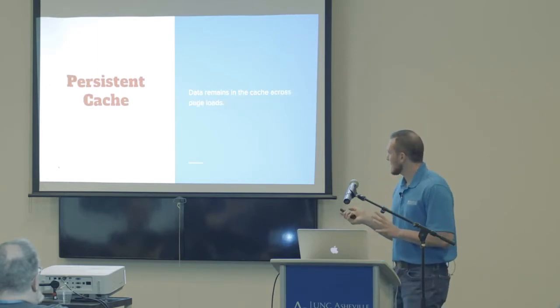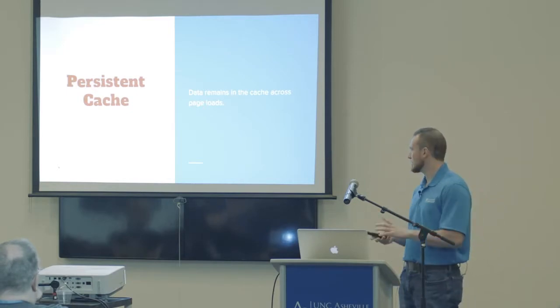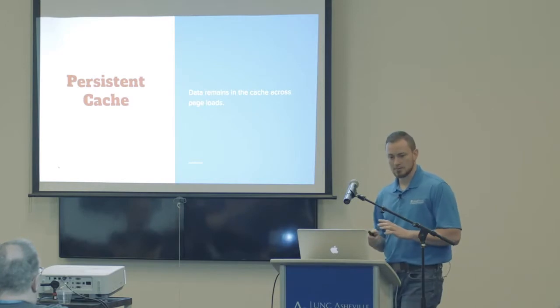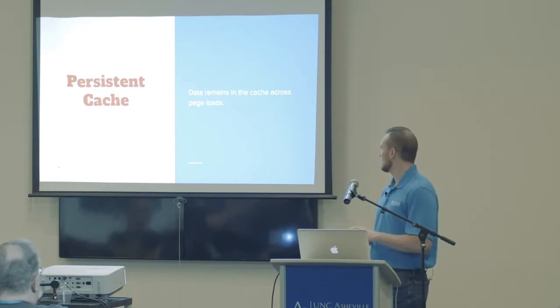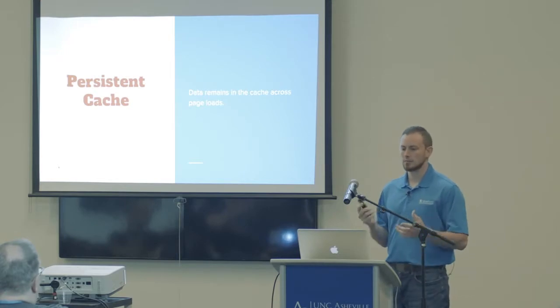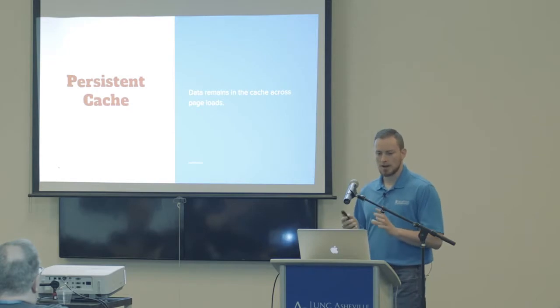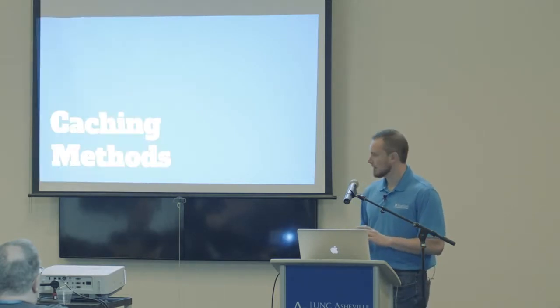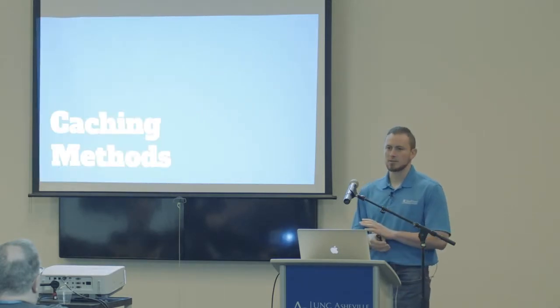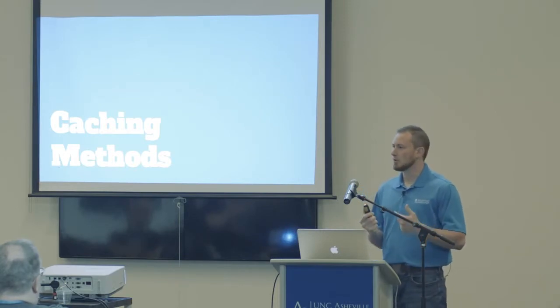Then we have persistent cache, which is where the data remains in the cache across page loads. And this is more common and the more ideal situation. But we'll explain how those things come into play. So those are the two general types. But we have a number of methods, and I'm not necessarily going to cover every single possible method, but more the most common methods that you'll see when it comes to caching.